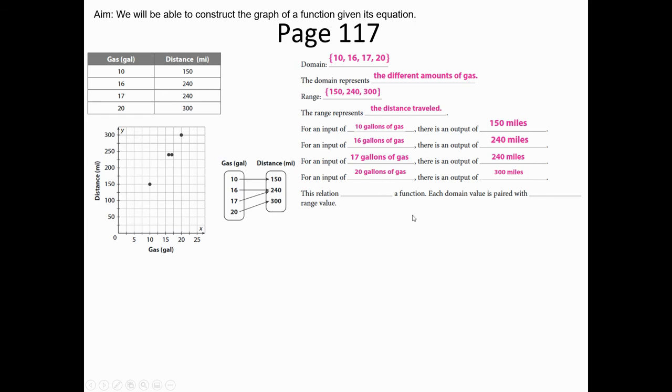So this relationship, because, guys, notice how every single input gave us exactly one output. It's okay that 16 gallons of gas and 17 gallons of gas both gave us 240 miles. That is acceptable. What's not acceptable is if 16 gallons of gas gave us 240 and then like 250. That wouldn't make any sense. So this relationship is a function, and each domain value is paired with exactly one range value. 17 will always give us 240 miles based on this data.